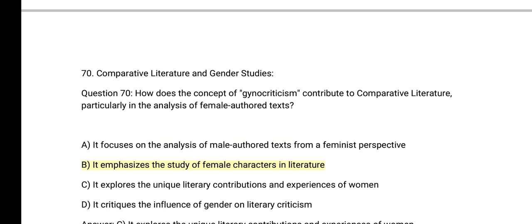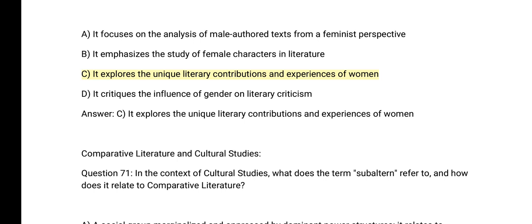B. It emphasizes the study of female characters in literature. C. It explores the unique literary contributions and experiences of women. D. It critiques the influence of gender on literary criticism. Answer: C. It explores the unique literary contributions and experiences of women.